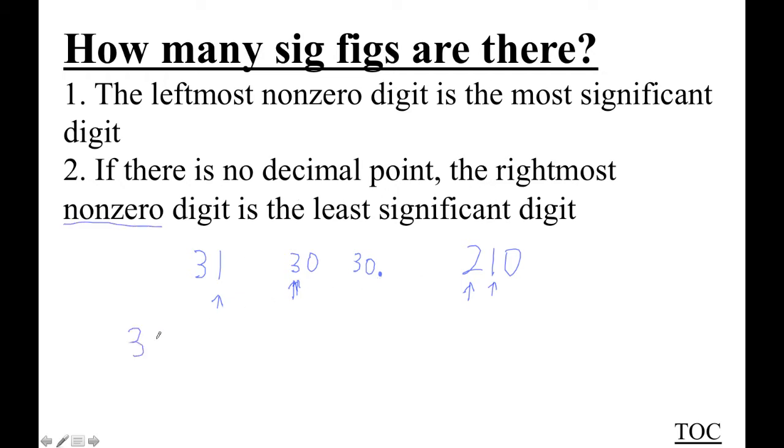What if I say 300? Well, there's no decimal point, right? So I mean about 300. It's wildly inaccurate. The least significant digit is the 3, and the most significant digit is the 3. There's only one sig fig there. Okay? No decimal point. All right, good. All right, next rule.